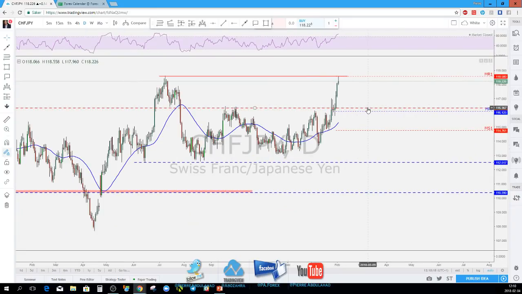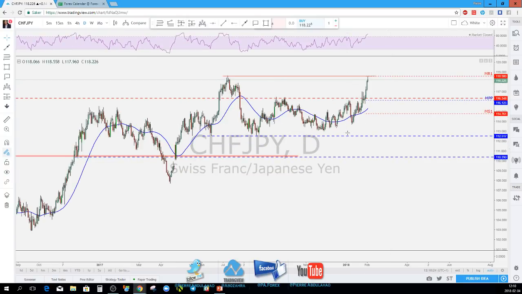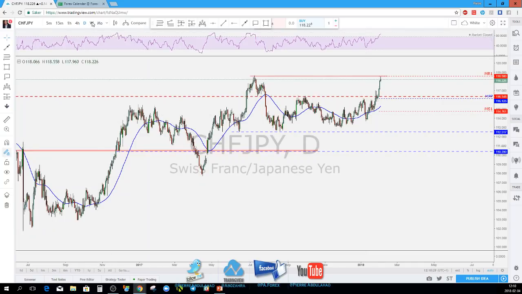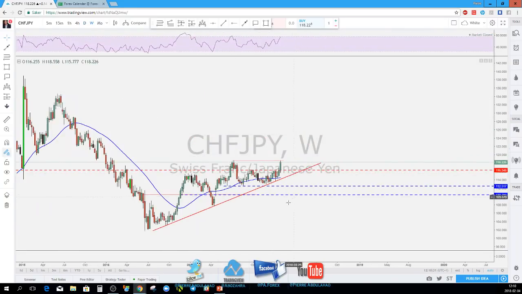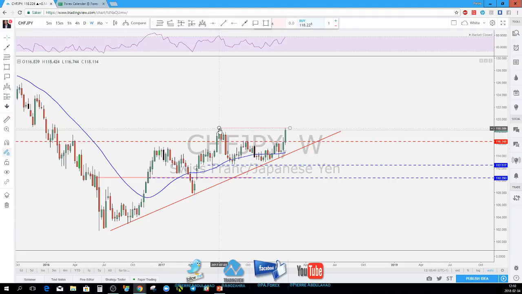Chief JPY, many chiefs, Swiss pairs are at good levels. Swiss pairs are very strong right now, but if we look at this structure here, let me go to the weekly. You see we reached a very important level up here, and we may continue higher, but I think that we may get some rejection before that. I'm expecting this to probably give us a retest of this broken neckline before a continuation.